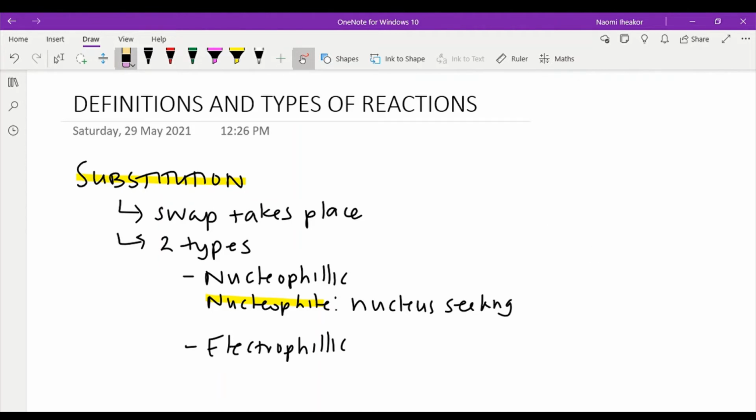The next type of substitution reaction is our electrophilic substitution reaction. And so we can probably already guess that this is going to be a substitution reaction in which something is replaced by an electrophile.